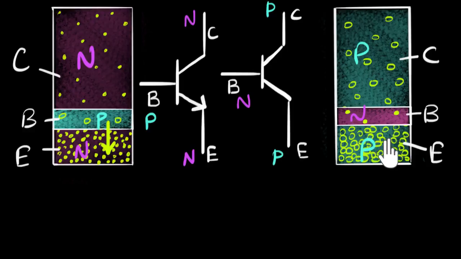And as a result, we will now get a current from P to N. And so I'm going to represent that on the emitter lead from P to N. So our diagram will look like this. And so that's how we can show the circuit symbol.